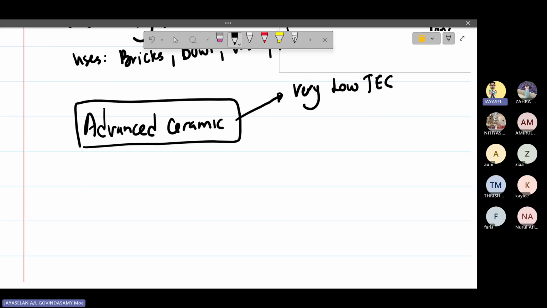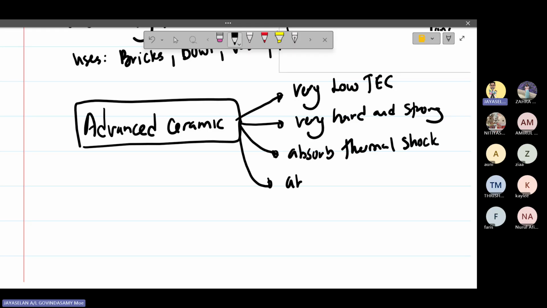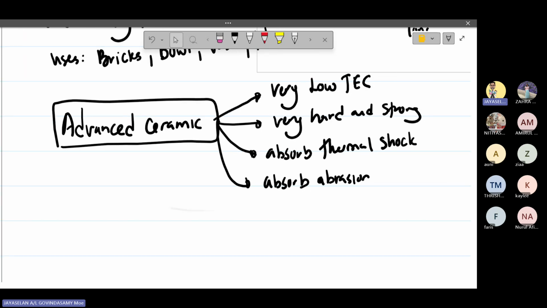Very hard and strong. It also can absorb what? Absorb thermal shock. Okay, it also can absorb abrasion, like shock, vibration, all that. Very strong. Ini adalah dia punya properties, you know. All this is the properties.